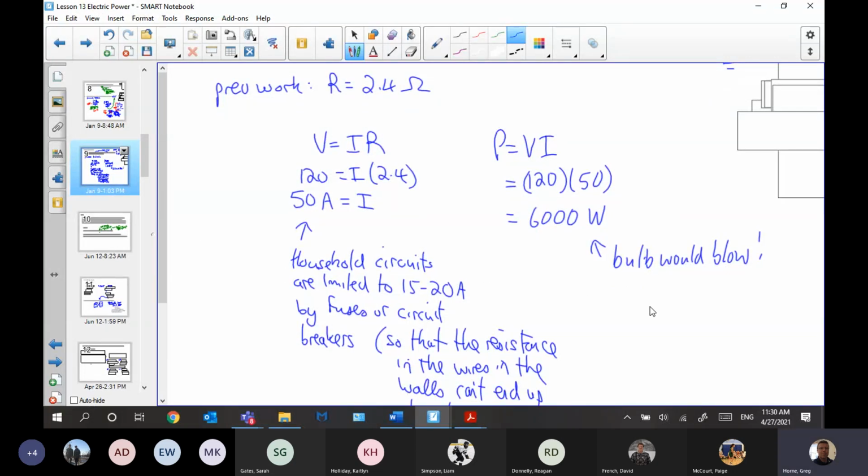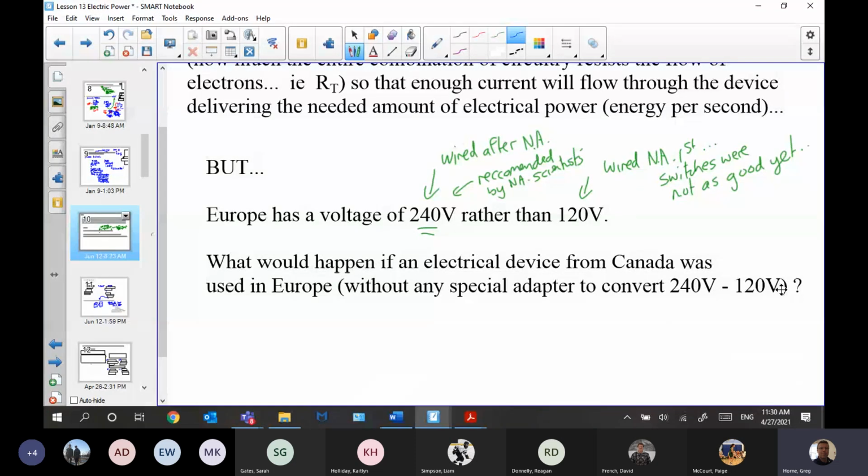Yeah, thanks. So in Europe, you're going to have twice the voltage, which was going to make twice as much current flow. But coupled with that, twice as many electrons are flowing, and each one of those is going to carry double the energy. So it's a double-double situation.